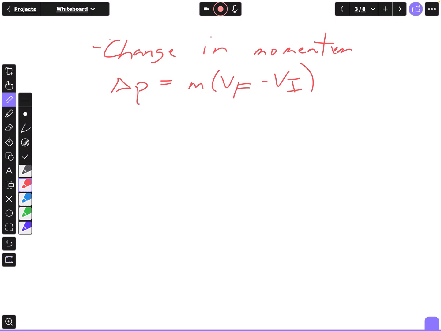Sometimes we'll have a problem where something gets batted back in the opposite direction. If something's moving to the right or to the east, that's a positive direction. If it's moving to the left or west or getting batted back in the opposite direction, we take that to be negative. So make sure you get your signs right on these or you'll miss a lot of these problems.